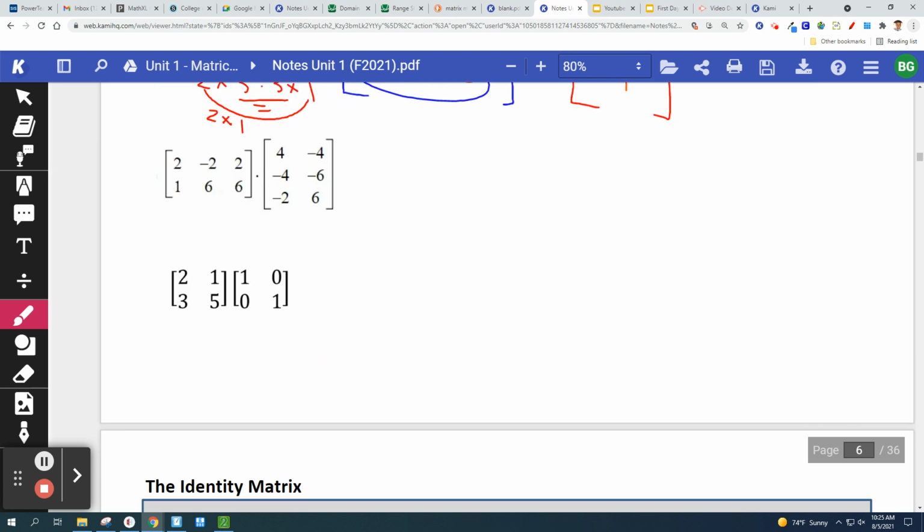So we look at the next one, and the first thing you want to do is just look at the size. See if it's even possible. You've got a 2 by 3 and a 3 by 2. Is that going to work? Yes, because these inner dimensions are equal. Not only that, we know the answer is 2 by 2. You should be able to quickly establish that yes, it works, and it's going to be 2 by 2.